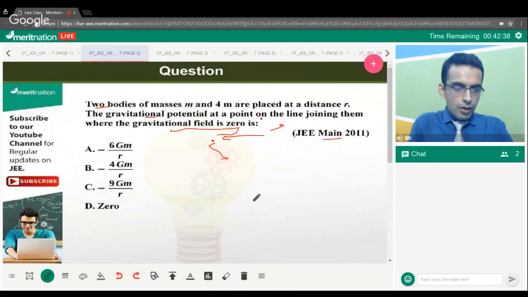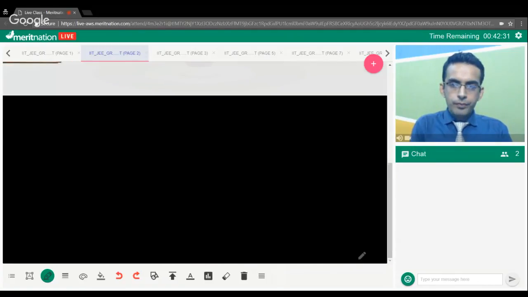As you all know, what is the formula for gravitational field? If you want to know about gravitational field, what is the gravitational field?